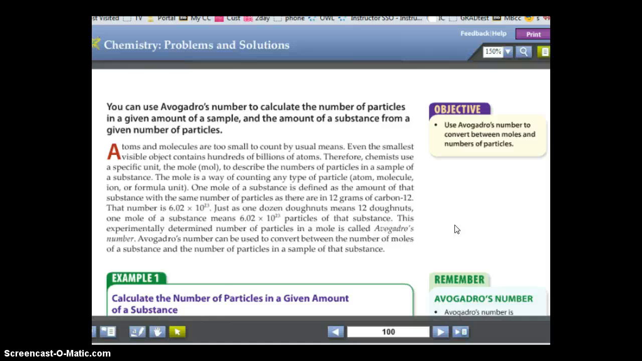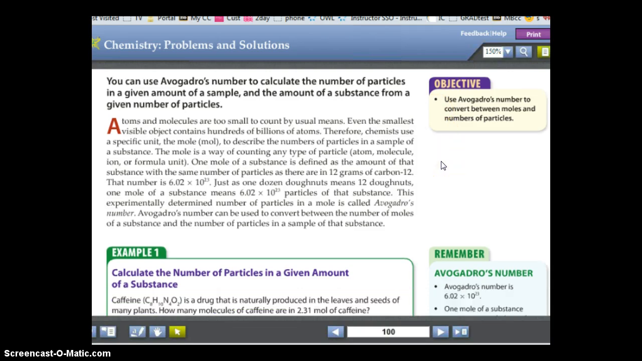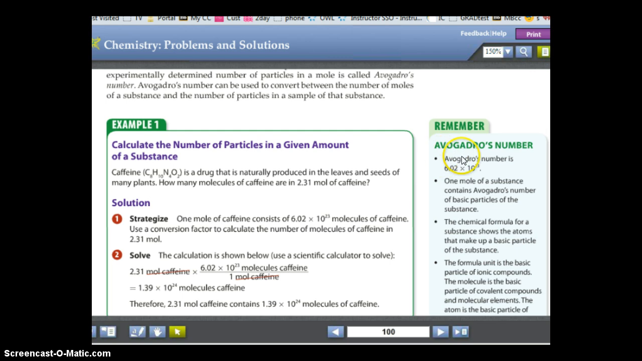Avogadro's number can be used to convert between the number of moles of a substance and the number of particles in a sample of that substance. Objective: use Avogadro's number to convert between moles and number of particles. Remember, Avogadro's number is 6.02 times 10 to the 23rd. Sometimes they abbreviate it as that, sometimes they say 6.022. So, depending which one they have you use, just use that one.